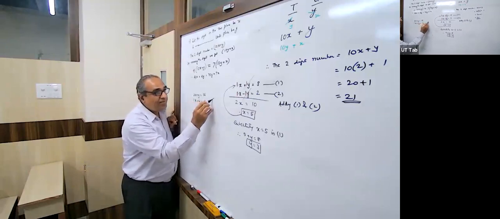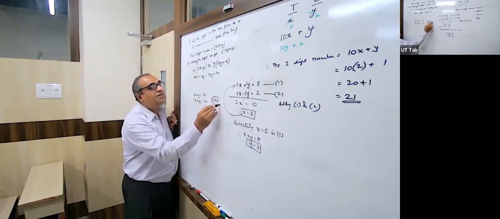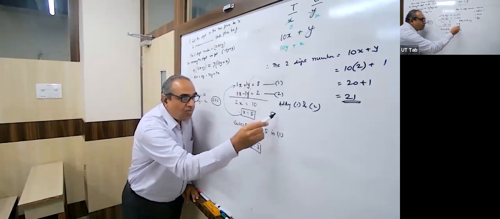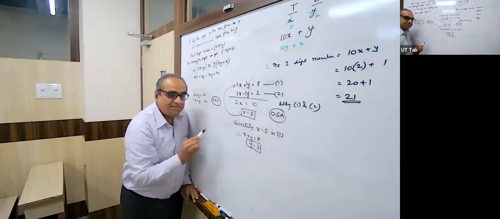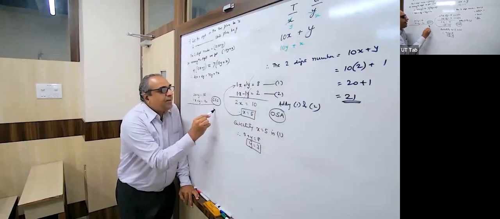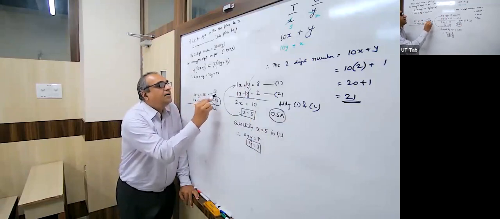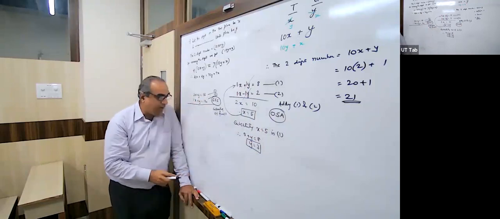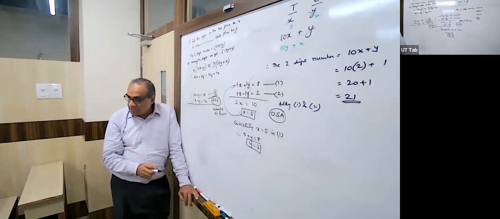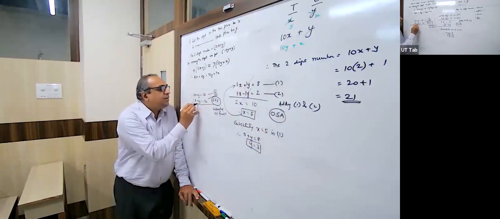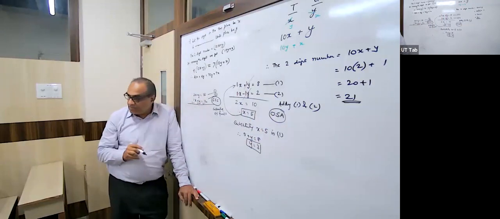When the signs are same, I'll remember this. Same signs. Earlier, what was there? Opposite signs add. Same signs subtract. So I will now write subtracting equation 2 from equation 1. When I subtract, all the signs will change. Plus becomes minus, plus becomes minus, plus becomes minus.